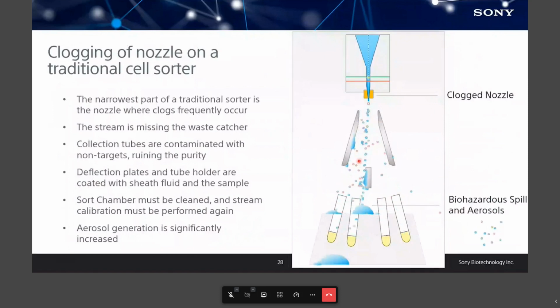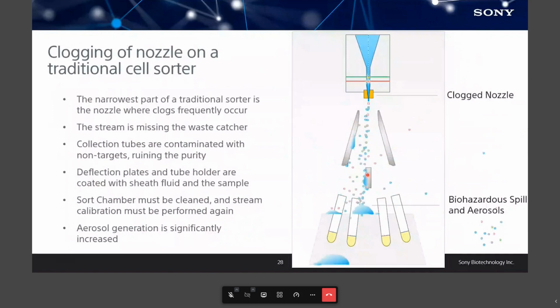Now you have sheath fluid and other cells and whatever your sample is all over your deflection plates, dripping off your waste catcher. It becomes a mess. Aerosol generation is significantly increased. Now you have a potential biohazardous spill situation. And so this is just a pain in the neck, quite frankly, and it's something that everyone has dealt with.